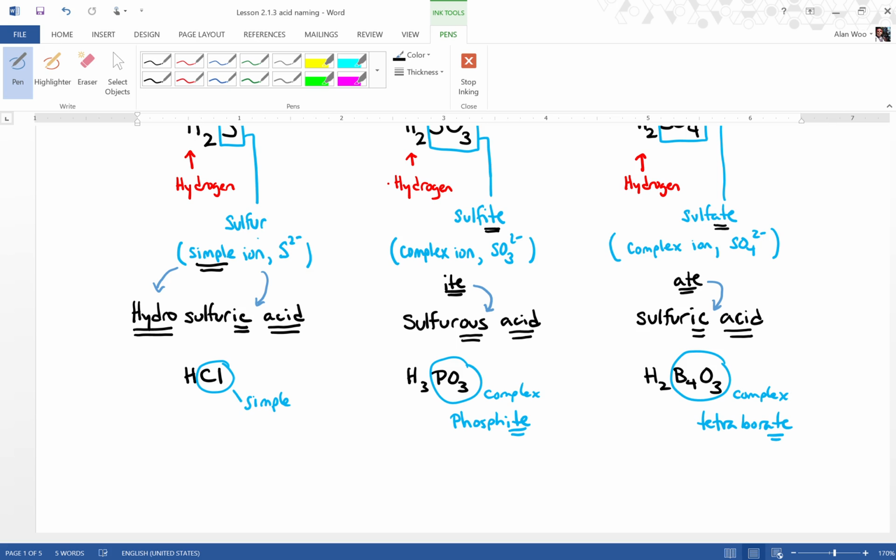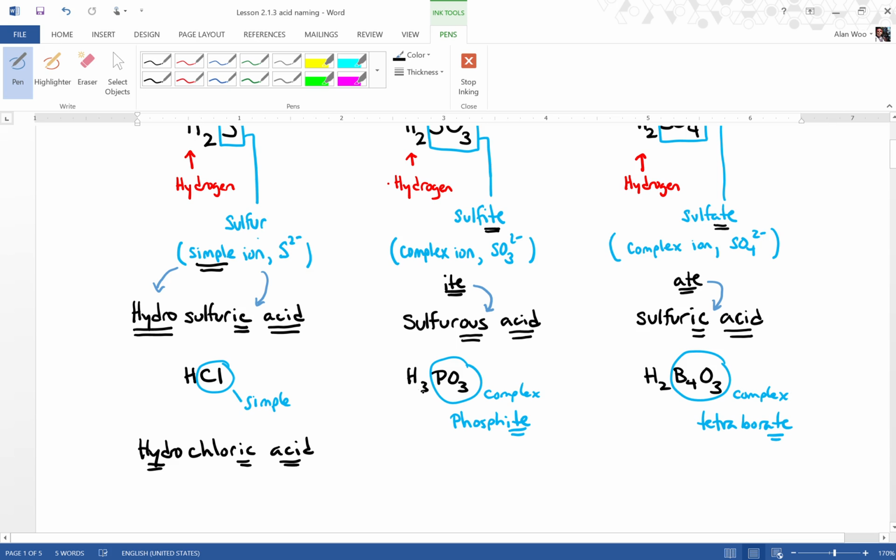All right, so you should have tried it by now. Because this is a simple ion, we always have to use the word hydro. And because it's chlorine, it will be hydrochloric acid. So again, simple ions require the use of the word hydro, and the ending is always ic acid. So this is HCl, or hydrochloric acid.